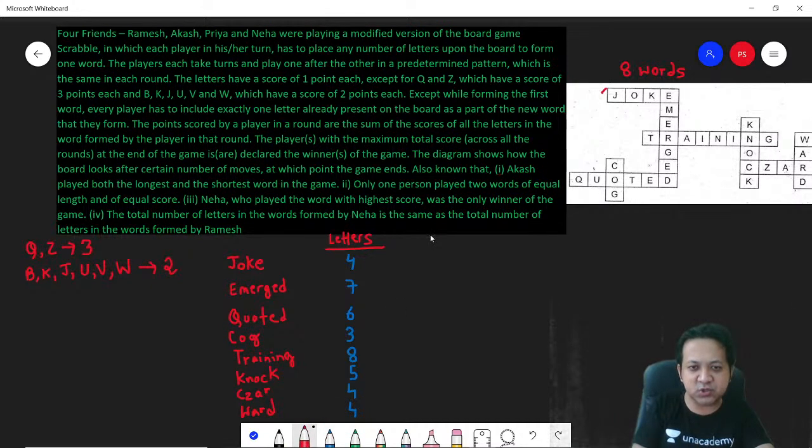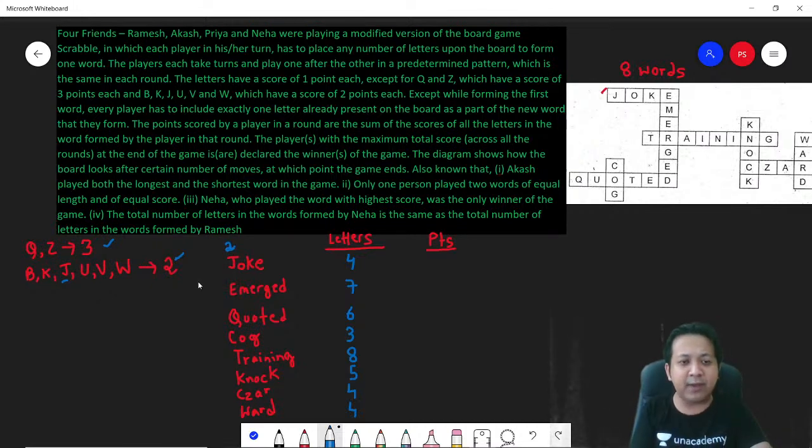How many points were scored for each of these words formed? Can we find out how many points? Let's start with joke. Remember, every time you use Q and Z, you get 3 points per letter. Every time you use B, K, J, U, V, W, you get 2 points per letter. So J is 2 points. How much is O? Remember, any letter which I have not mentioned here is 1 point each, except for the ones which I have mentioned.